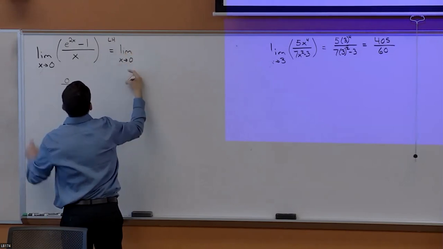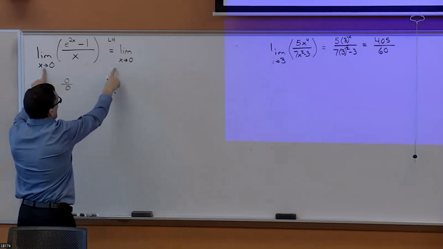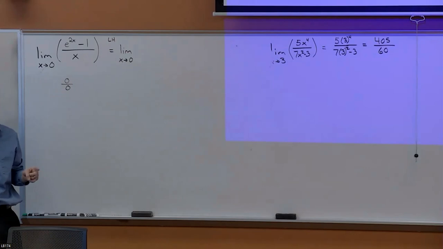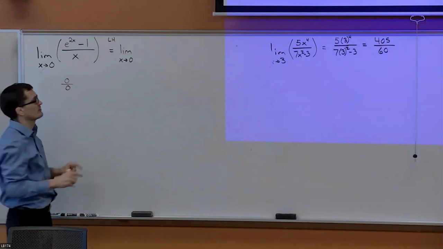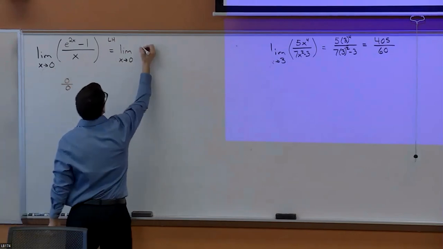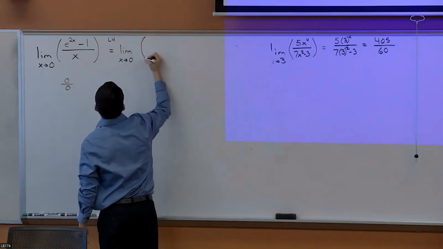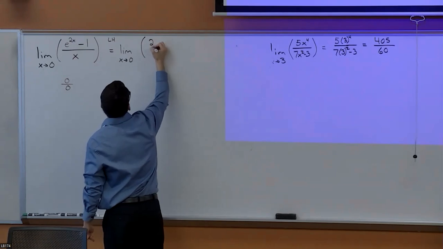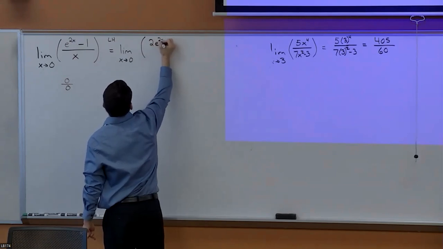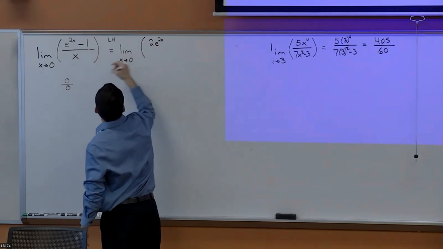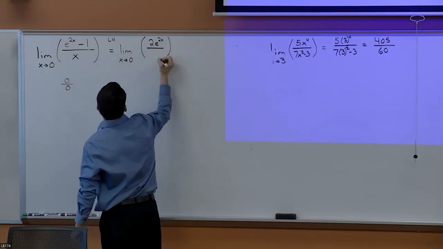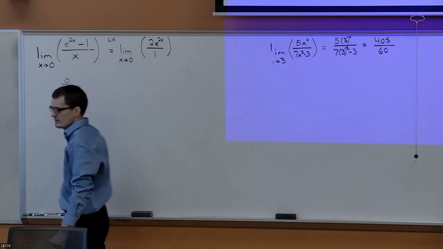Be careful when you do L'Hopital's rule, it's still limit as x goes to the same number. L'Hopital's rule has to be limit as x goes to the same number. So don't change those numbers. And then I'm going to take a derivative of the top. Well, the derivative of e to the 2x is 2e to the 2x. The derivative of -1 is 0. And the derivative of x is 1.